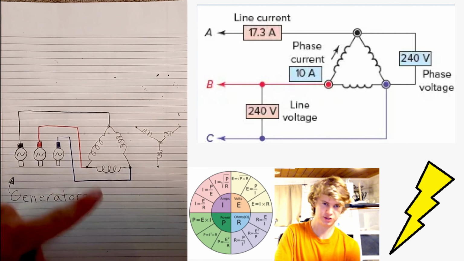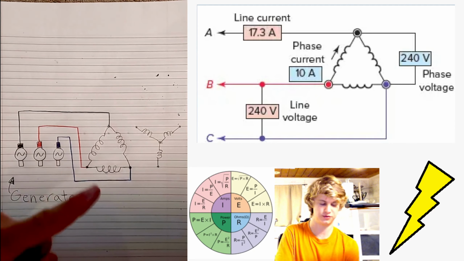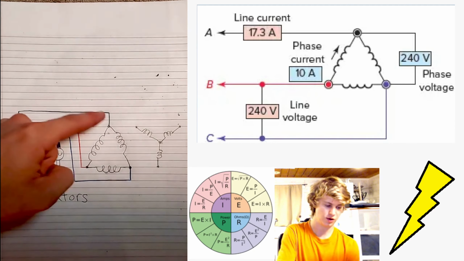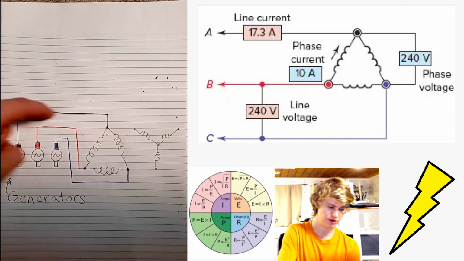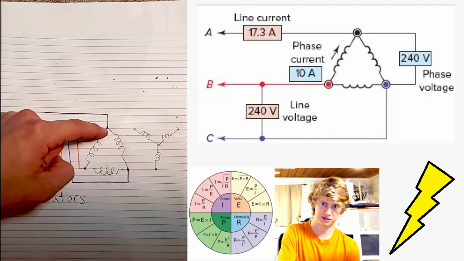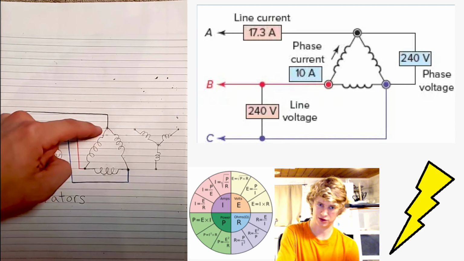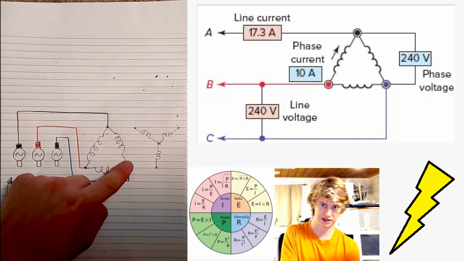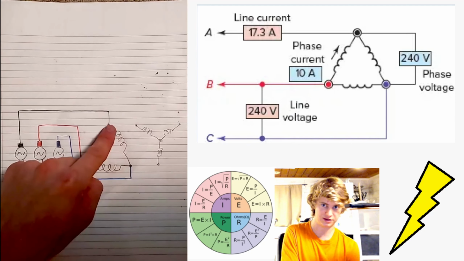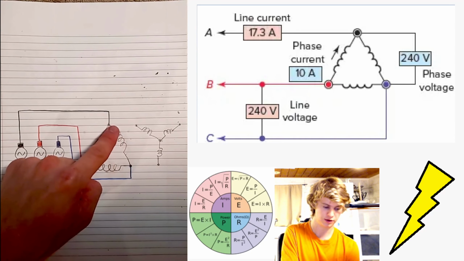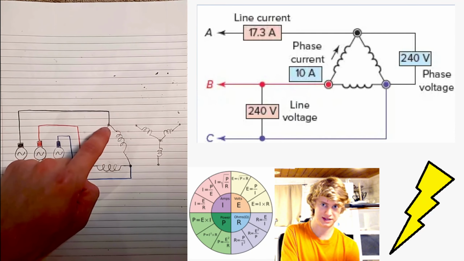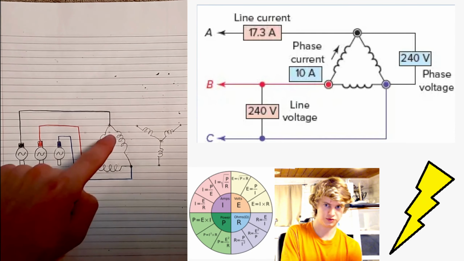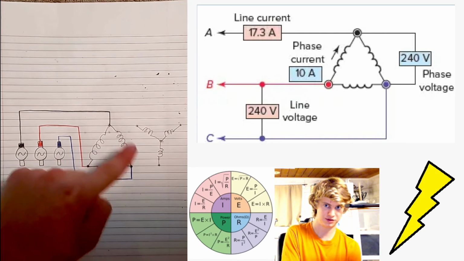But as we can see visually here, how a delta configuration is set up, where the beginning of one of these rotors is also the end of the other one. As we can see here, we can think of this as the beginning of one rotor, and this is the end of that rotor. That's also where the beginning of this one is.